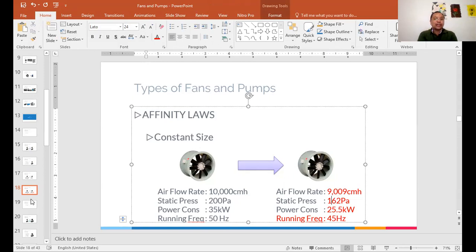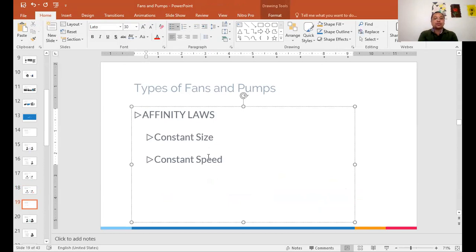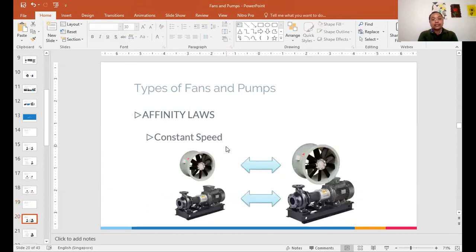Okay. So sabi natin kanina, the affinity law affects size and speed, constant size or constant speed. So we'll go with the other parameter, constant speed naman. So kapag constant speed, ibig sabihin, yung size ang nagbabago. You're changing the size. So either yung fan mo lumaki or lumiit, or yung pump mo lumaki or lumiit.